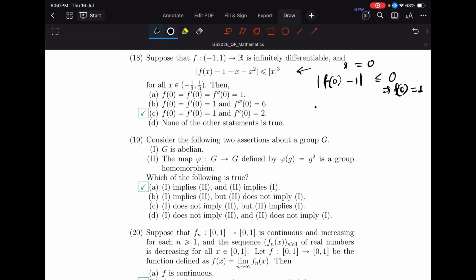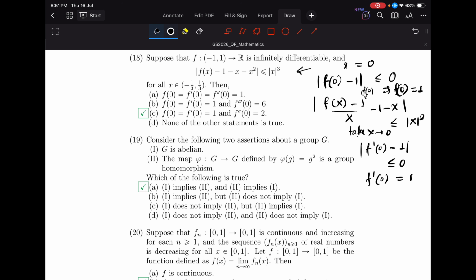Now divide both sides by mod of x, where x is non-zero. So you have |(f of x minus 1)/x minus x| less than or equal to mod x squared. Now what is 1? 1 is f of 0, right? So if you take x tends to 0, then f prime of 0 minus 1 is less than or equal to 0, so f prime of 0 is 1. Now we have to compute f double prime of 0.